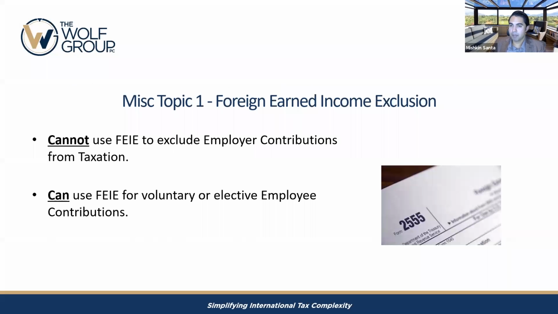Okay, a couple miscellaneous topics, and this is really more for the tax nerds or tax preparers out there. I have this question pop up commonly: what can I use the foreign earned income exclusion for? If I've got a client with a pension, we're going to be taxing the employer contributions and the employee contributions. Does the foreign earned income exclusion help us out? The answer is that it can in some cases, and it can't in others. Typically you cannot use the foreign earned income exclusion to exclude the employer contributions, but you can use it to exclude voluntary employee contributions.